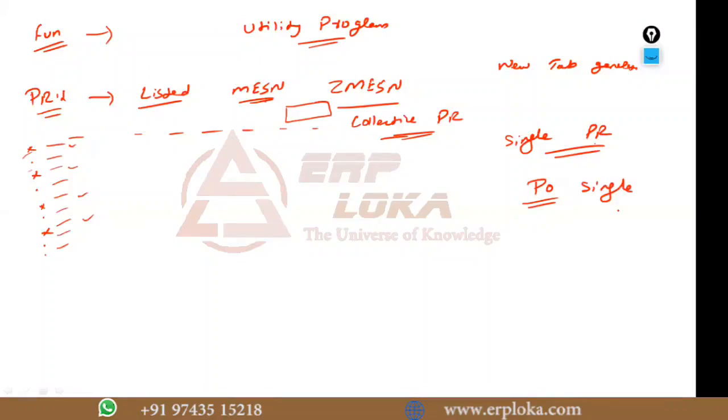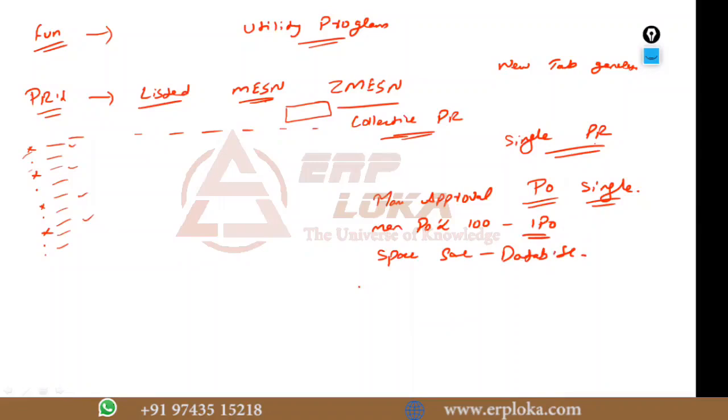Right? Based on this enhancement, what has been saved? The manual work of approval has been saved. The manual creation of POs, 100 POs, is reduced to 1 PO now. And there is space saved in the database. These three have been achieved now.